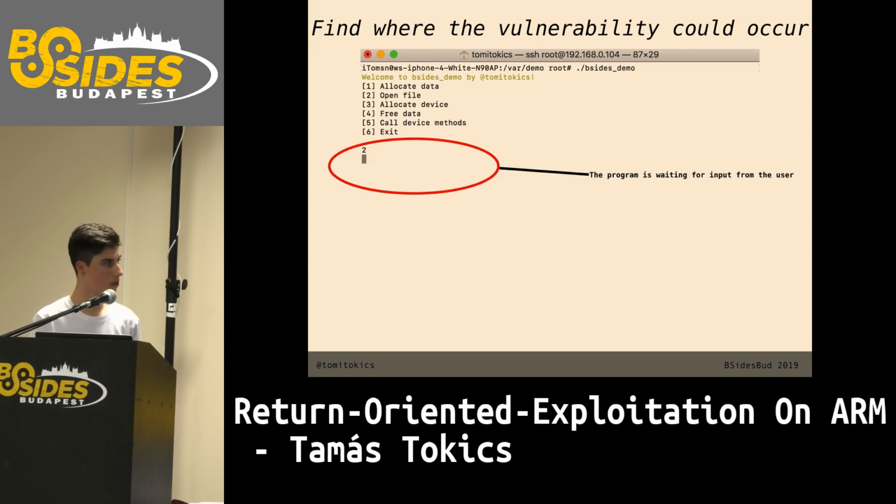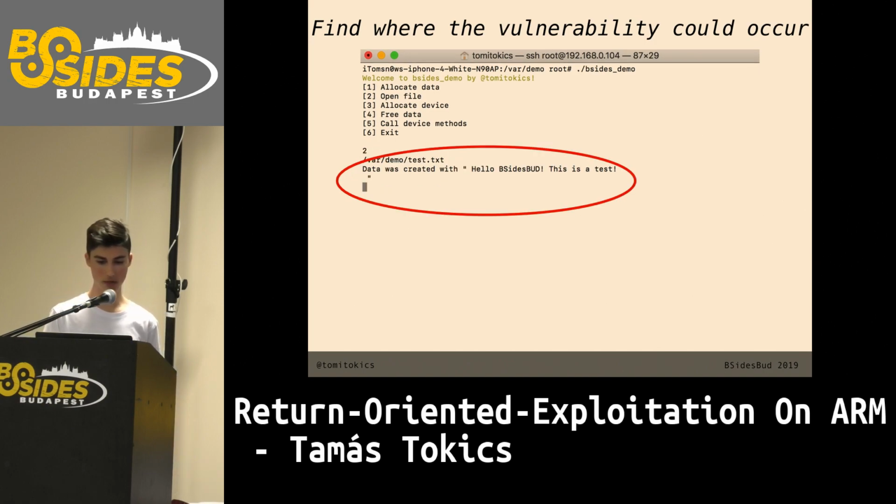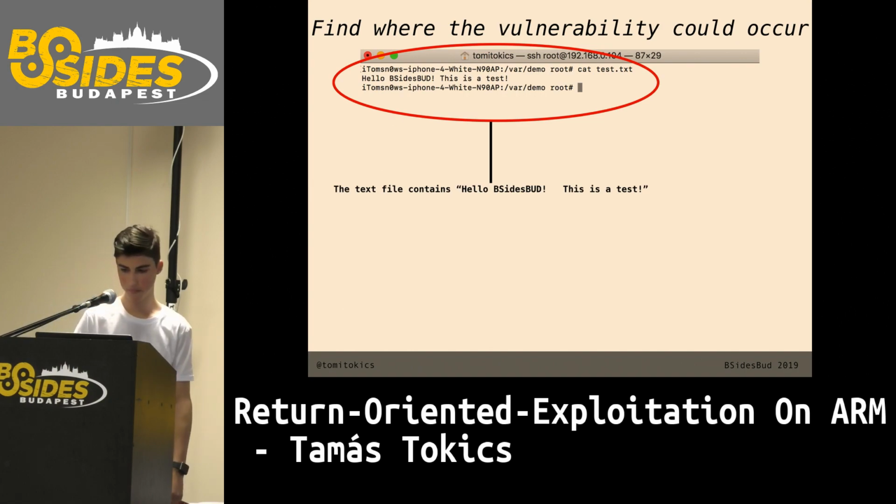Entering option number 2, we can see that the program is waiting for an input from the user. Now let's enter a path for a file to test this function, and we can see that it prints out "the data was created with hello BSidesBUD, this is a test." And if you check what the file contains, it contains the same thing, which the program printed out for us.